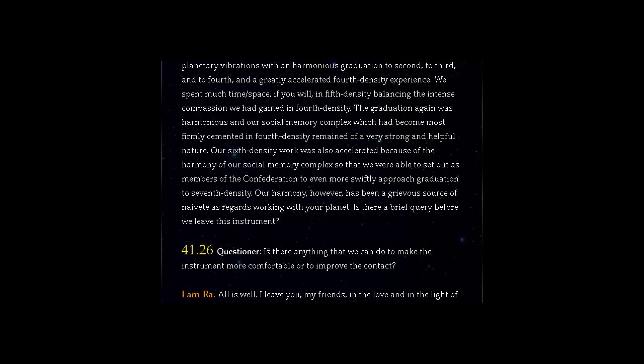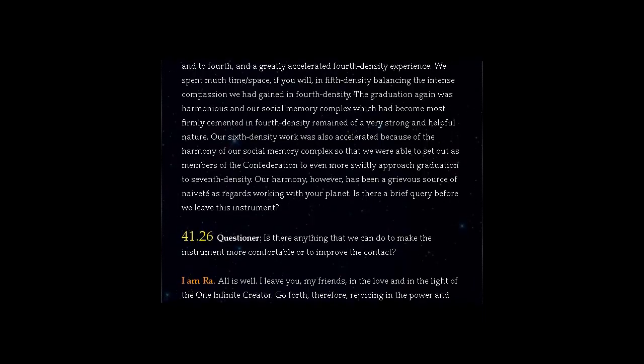I leave you, my friends, in the love and in the light of the one infinite Creator. Go forth, therefore, rejoicing in the power and the peace of the one infinite Creator. Adonai.